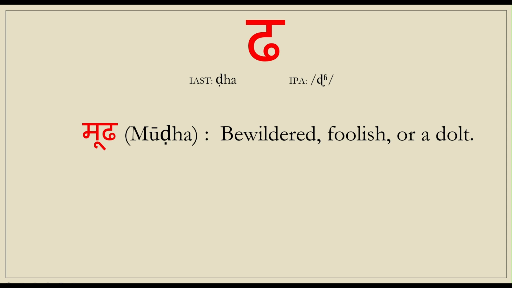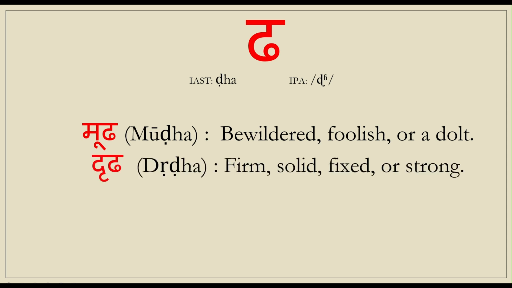Our next consonant is the aspirated version of the previous ḍa, that is ḍha, represented by D having a dot beneath it, followed by H and A. And this sound is also quite rare in Sanskrit. So if it is difficult to pronounce, feel free to neglect it for now. But nevertheless, the Sanskrit examples are like the word mūḍha, which means bewildered, foolish, or a dolt. The word dṛḍha, which means firm, solid, fixed, or strong.